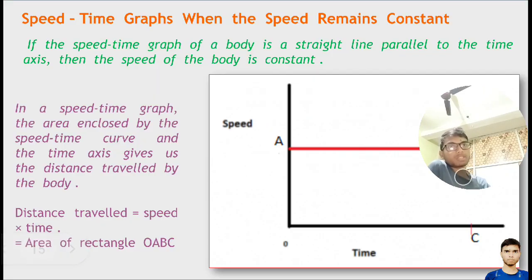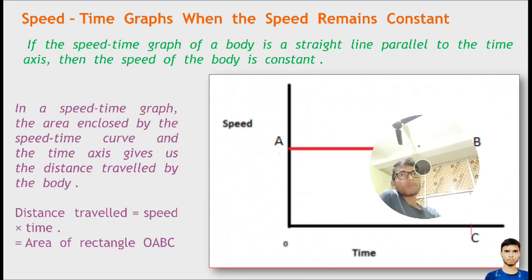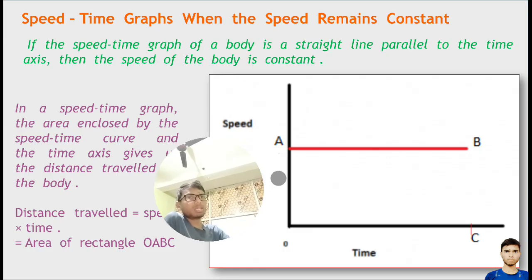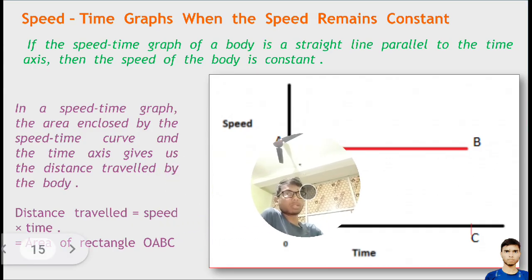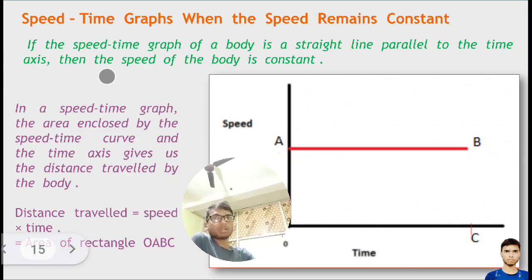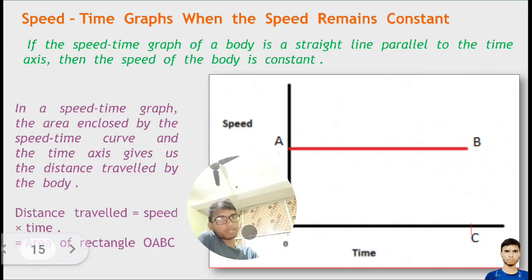Now next we have this question. In a speed time graph, when the speed remains constant, then the line will be horizontal, like this. Let's read this. If the speed time graph of the body is a straight line parallel to the time axis, then the speed of the body is constant. This is what I was saying.